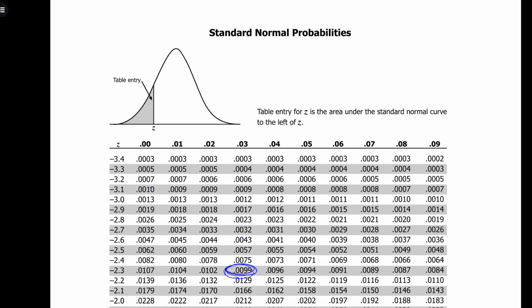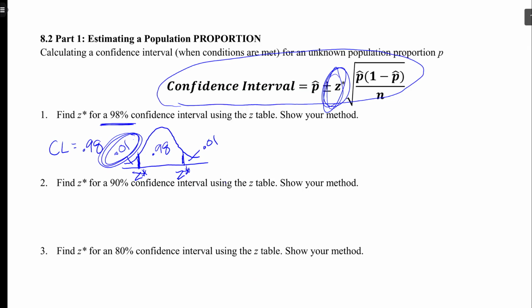So I look at what's the z that corresponds to that. Well, remember that the z is the stuff that's over here on the column going down on the leftmost side and then the row up at the top. Okay, so I look at the z that corresponds with that, 0.0099, and it's negative 2.3, and then the column it's in is 0.03. And we can remember that we can write that out then as negative 2.33. So that means I can write out my z star as negative 2.33.